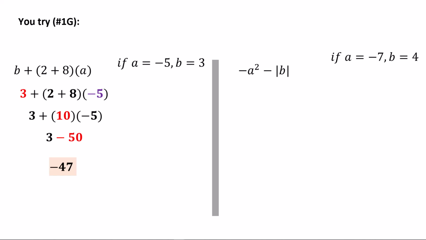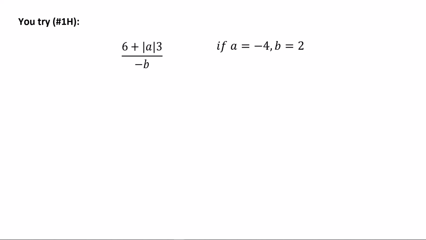In the second expression, negative a squared minus the absolute value of b, a is substituted with negative 7, b is replaced by 4, and so now we have negative 7 squared, which is a positive 49, and then the negative of that is negative 49. The absolute value of 4 is 4, so minus 4 from negative 49 is negative 53. Try this one.